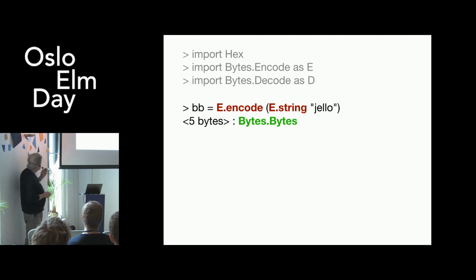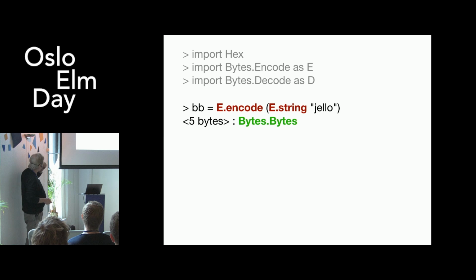Let's rig up an encoder for it. So we apply encode.string to the string "jello", and that is an encoder that we can then apply the encode function to, and out pops a 5-byte sequence. Now, this is what you see in the REPL, maybe with different colors.